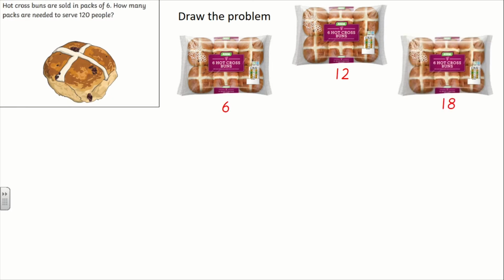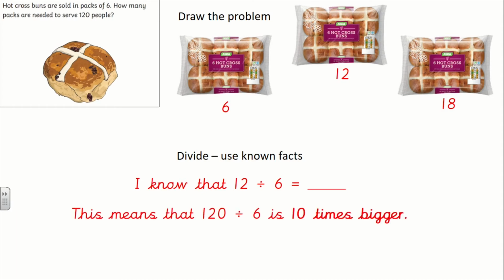6, 12, and keep going. Now that might take a little while, so a much quicker strategy will be strategy 2, using our known facts to do some division. So known multiplication facts. So if I know that 12 divided by 6 equals, then that means that 120 divided by 6 is 10 times bigger. Therefore, I can work out 120 divided by 6 just by knowing the fact of 12 divided by 6.